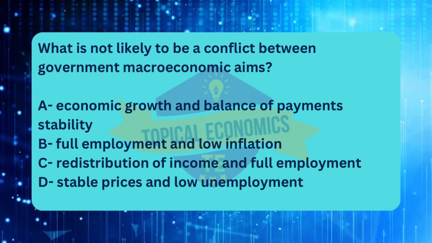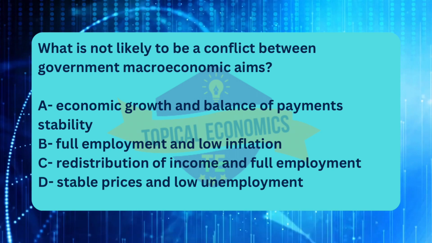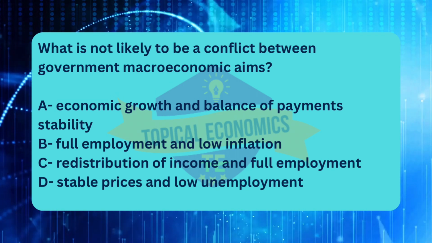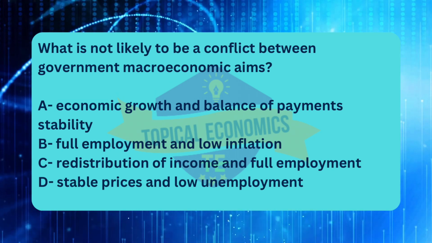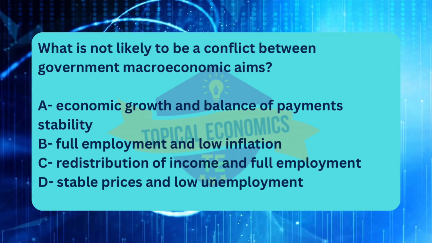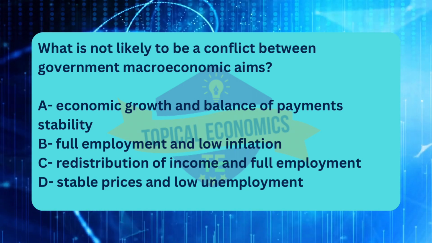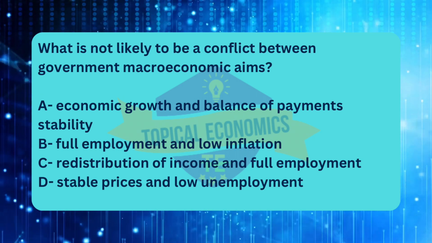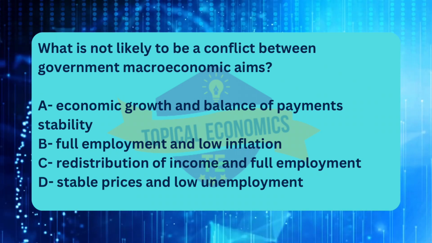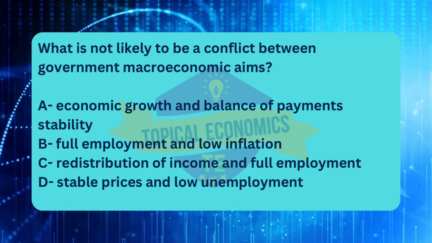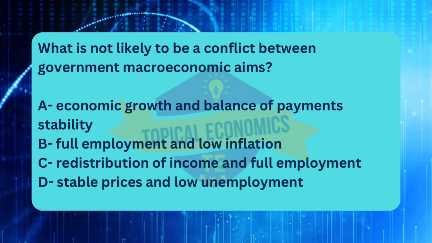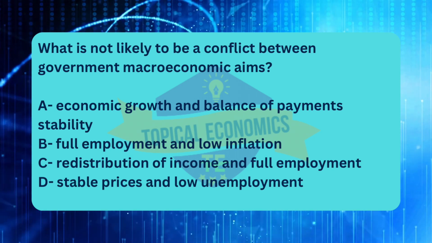Achieving full employment can lead to wage pressure, which may increase inflation, creating a potential trade-off between the two aims. Next, Option C, redistribution of income and full employment. Policies that focus on redistributing income, such as higher taxes on the wealthy or increased welfare spending, might have an impact on incentives to work, potentially affecting employment.